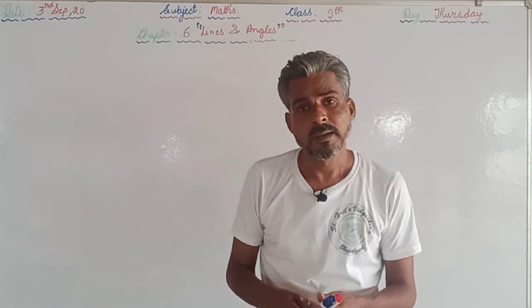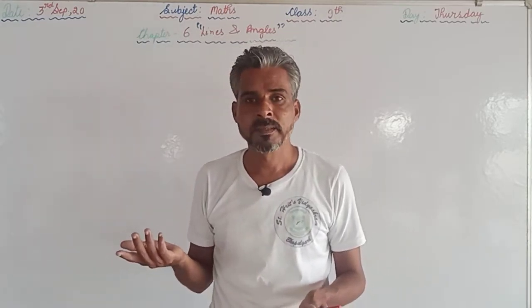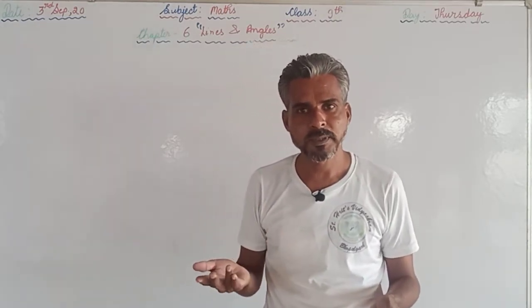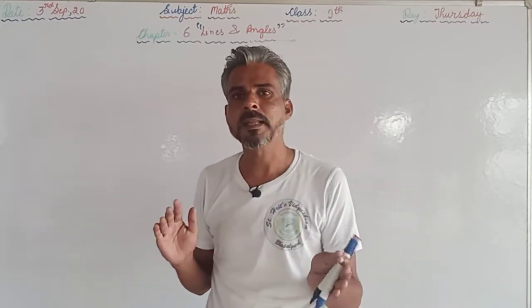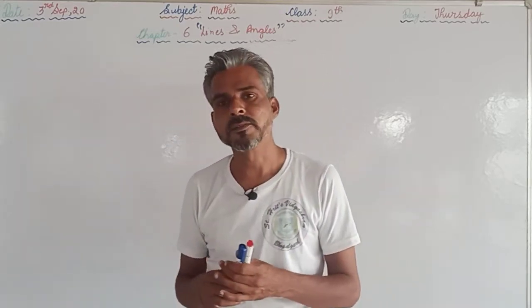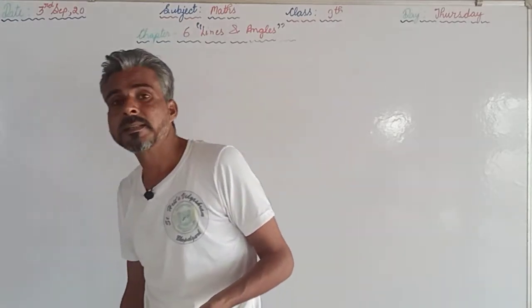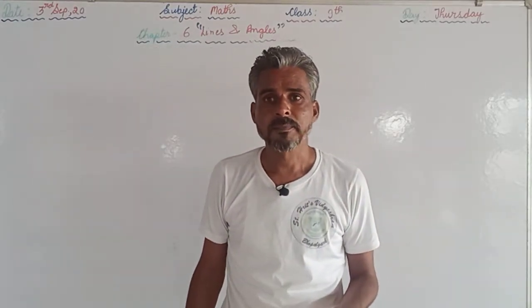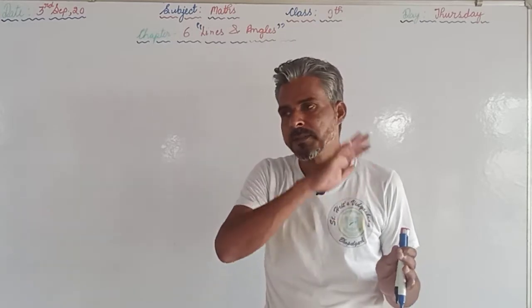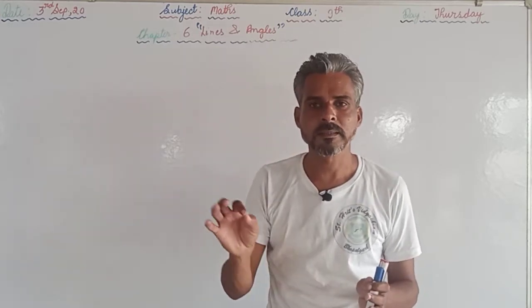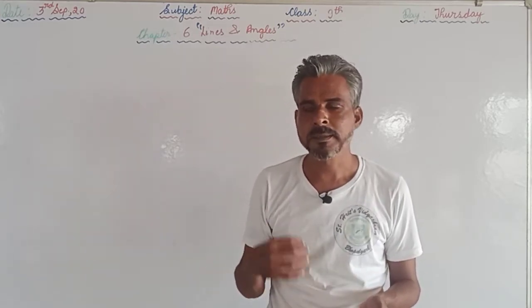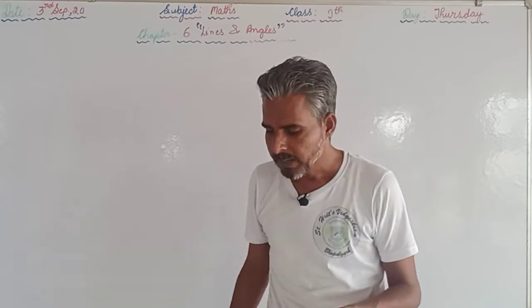Afterwards, the reflex angle: if the measurement of the angle is more than 180 degrees but less than 360 degrees, then it is known as the reflex angle. Afterwards, one more angle is there, that is the complete angle. If the measurement of the angle is exactly 360 degrees, then we can say the angle is a complete angle.